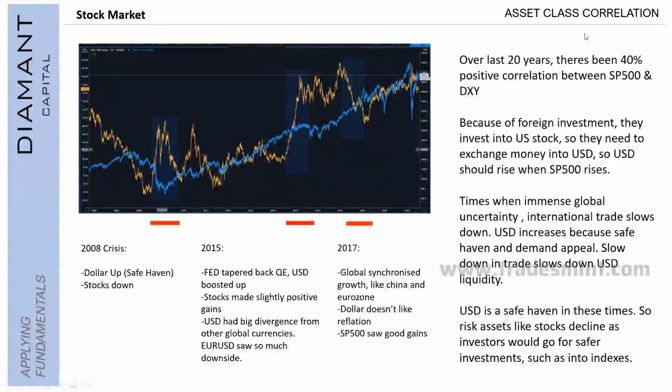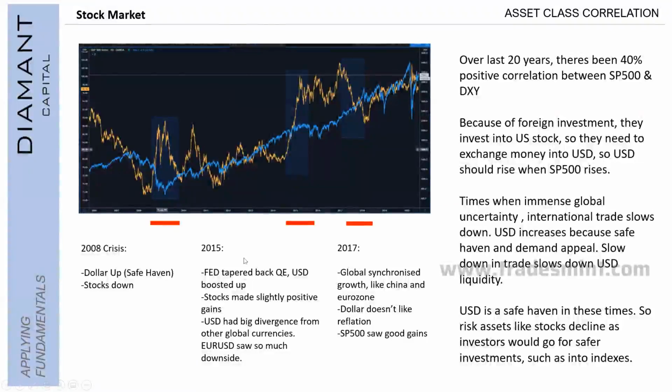Now, just actually looking at the asset class correlation between the stocks and the dollar. What we've got here is the dollar in blue, I believe it is, and the stock market in orange. Let me just check that real quick. No, the orange is DXY and blue is the stock market. As we can see, we always see a rise in the stock market. We've got the 2008 crisis. So what happened then? The dollar increased because it was treated like a safe haven, and stocks went down at that time.